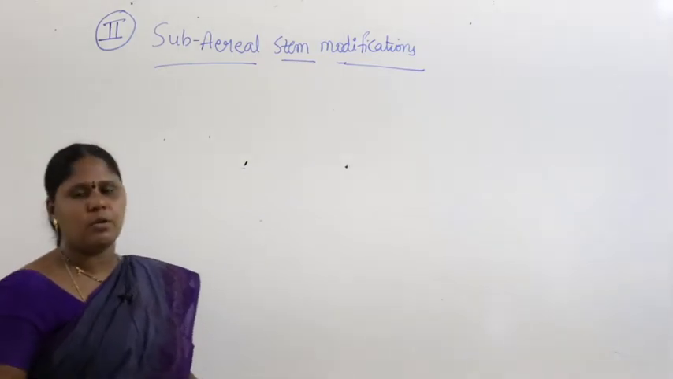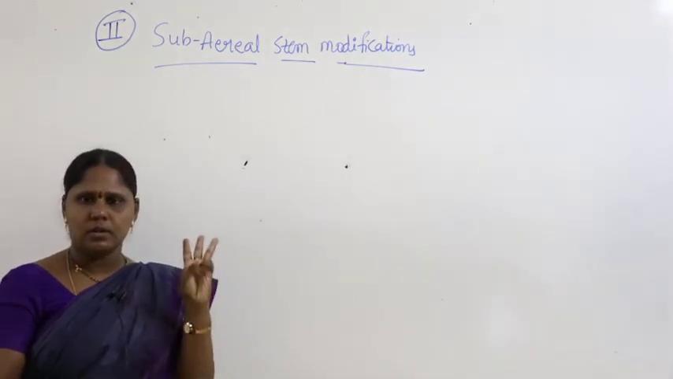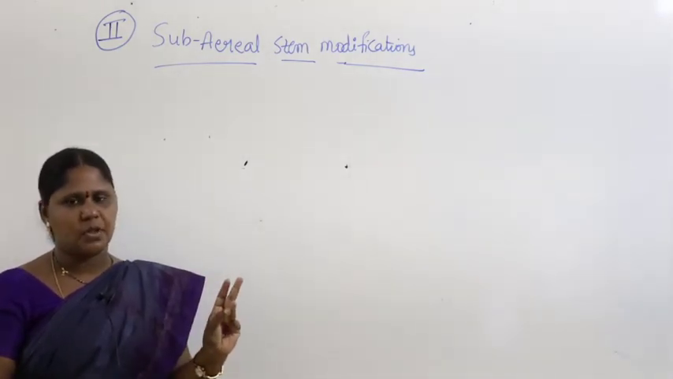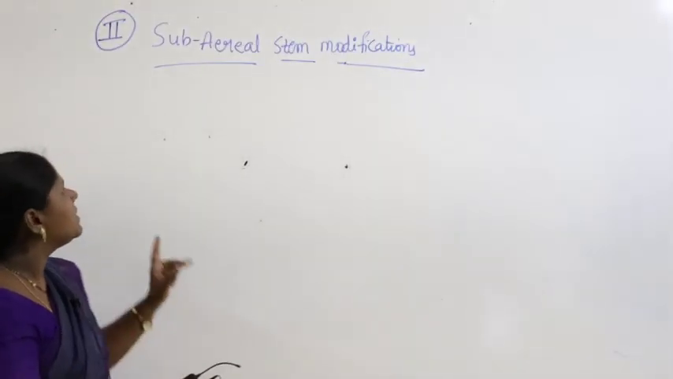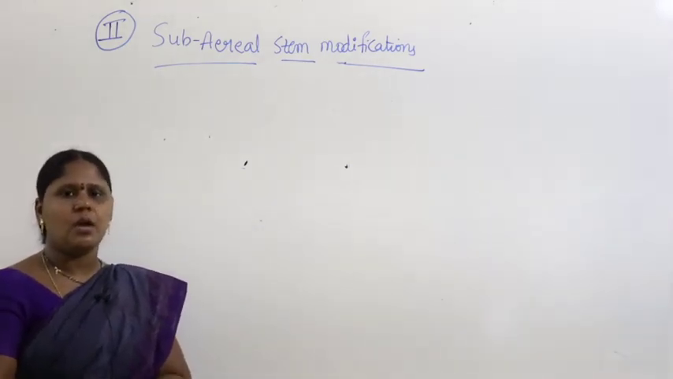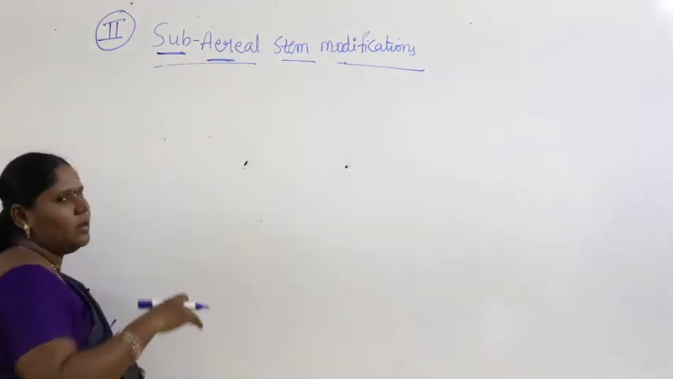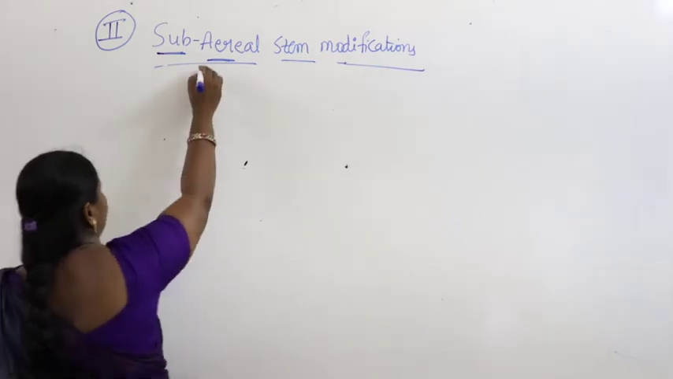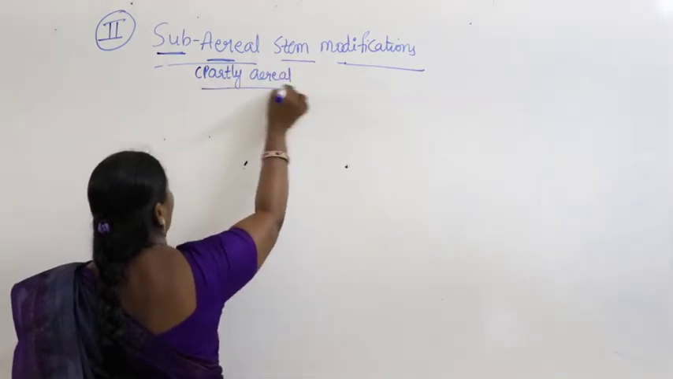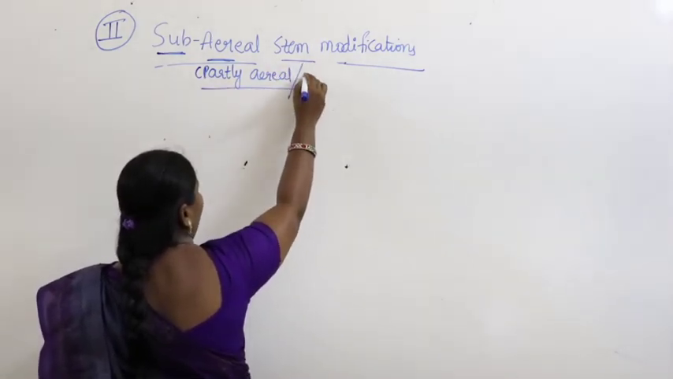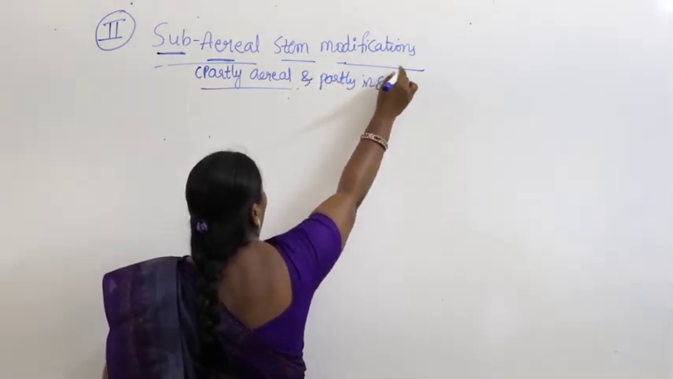Now, previously if you look at the block diagram, under stem modifications we made 3 categories. What are the 3 categories? First one we discussed, underground stem modifications. Second one, let us take subaerial stem modifications. What's the meaning of subaerial? Subaerial meaning here, it is partly aerial and partly in soil or water.